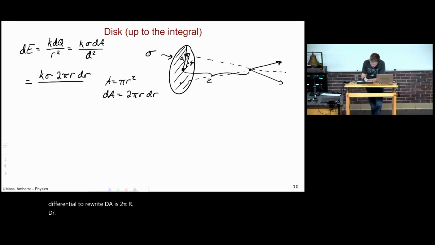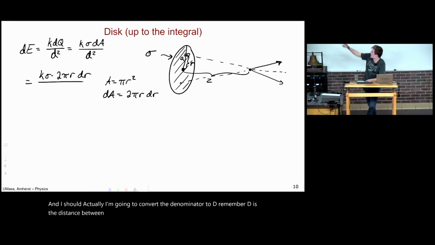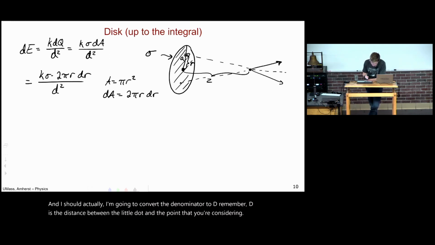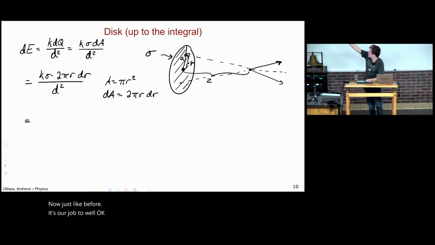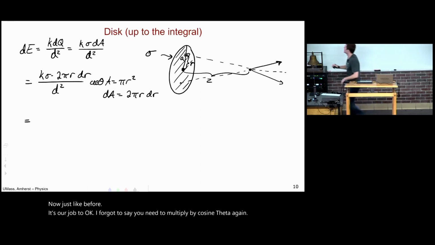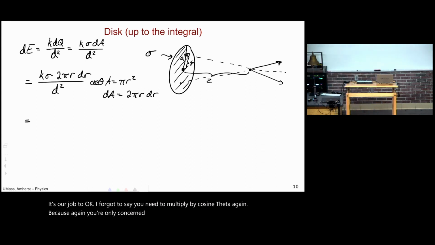And I'm going to convert the denominator to d. Remember, d is the distance between the little dot and the point that you're considering. Okay. Now, just like before, I forgot to say, you need to multiply by cosine theta again. Because, again, you're only concerned about the horizontal part of each of these arrows and how those horizontal parts add up.